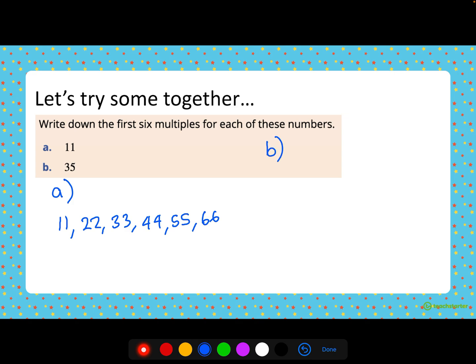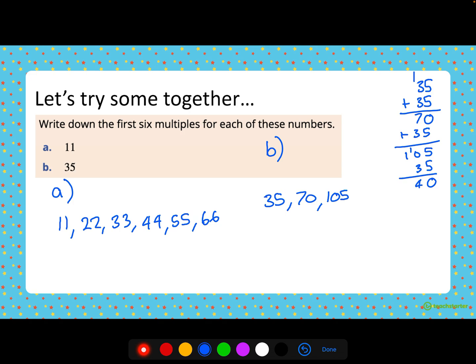B. Sometimes it gets a bit harder if they ask us to do big numbers. So I'm going to start with 35, and I'm going to think, what's 35 plus 35? You can do a little maths on the side. There's one. Oh, 70. All right, add another 35. That's 105. Another 35. If you can do this in your head, that's really great, and I absolutely love that, and I would recommend that.